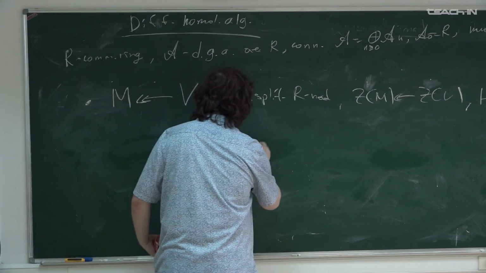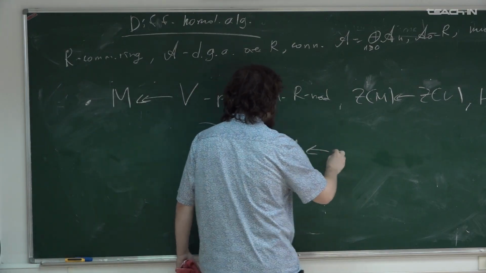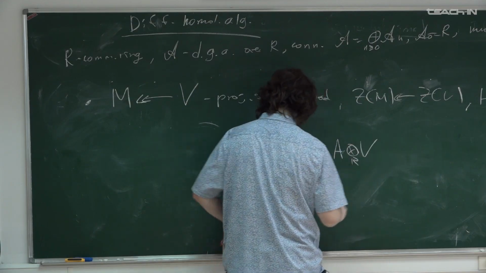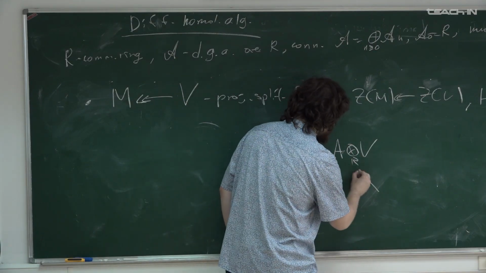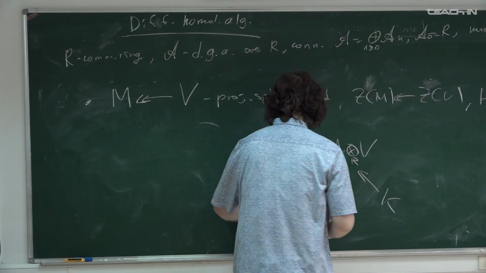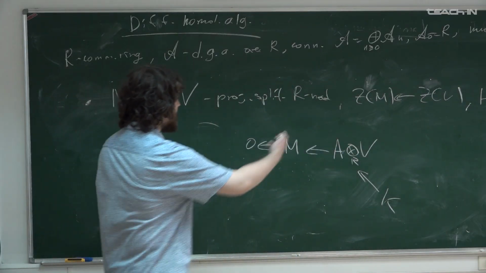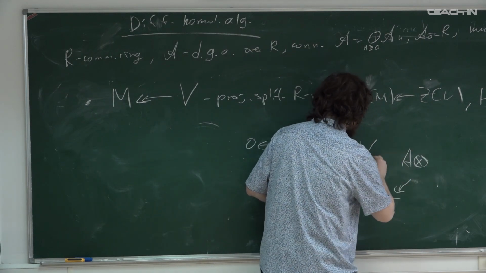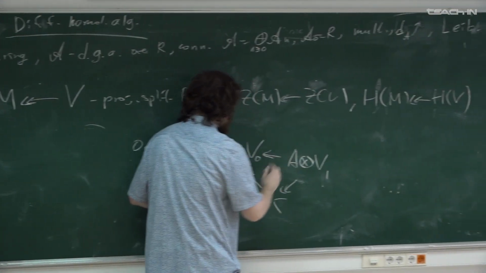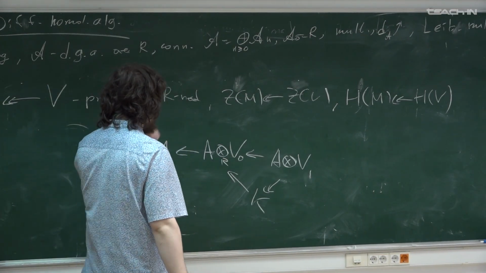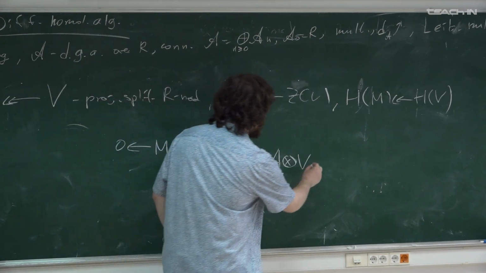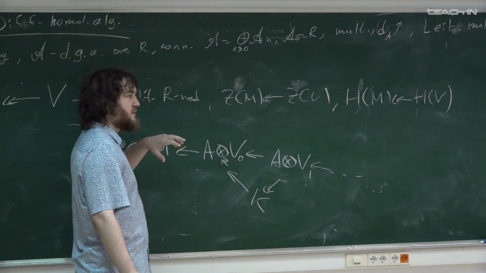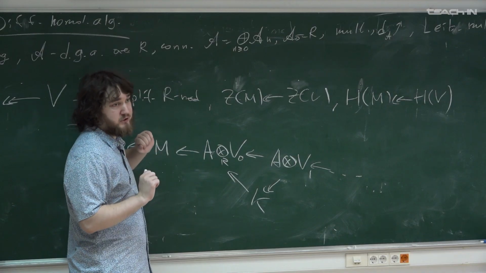I have M. I have a proper epimorphism from something like this, for example. I have the kernel, and I have a proper epimorphism to the kernel. Now I want to check that, in fact, I obtain some exact sequence. I want to obtain that this exact sequence is exact on cycles and exact on homologies also.